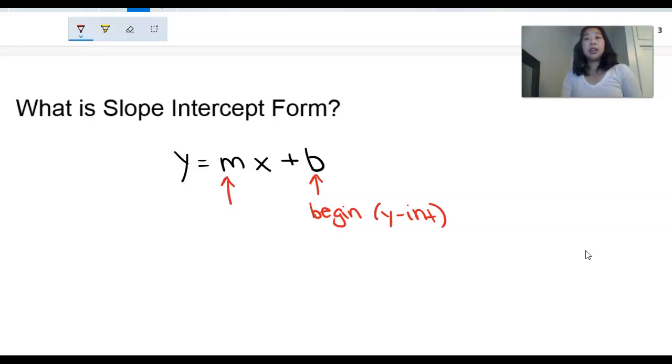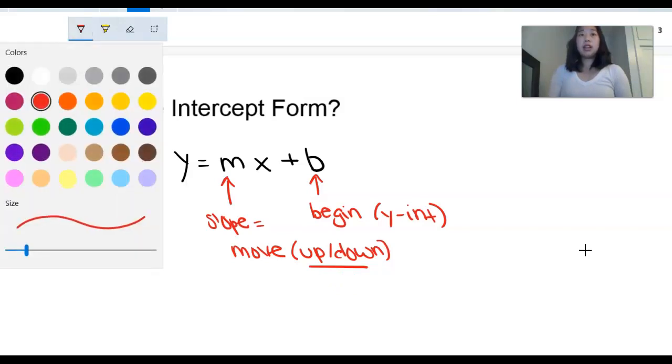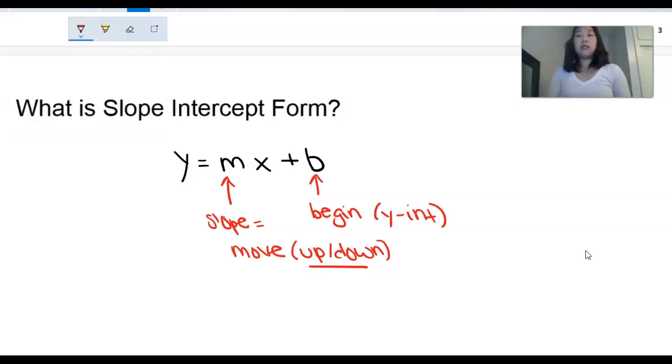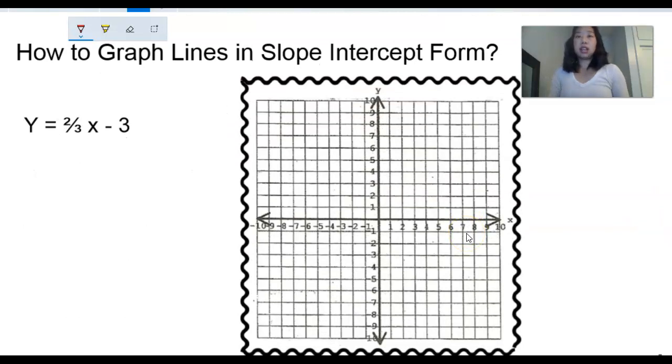Then m is our slope, which tells us how we move. We always move up or down, depending on if it's positive or negative, and then we always move to the right. Depending on whether our fraction gives us a positive, we move up. If it's negative, we move down. So let's do some examples of what this looks like.